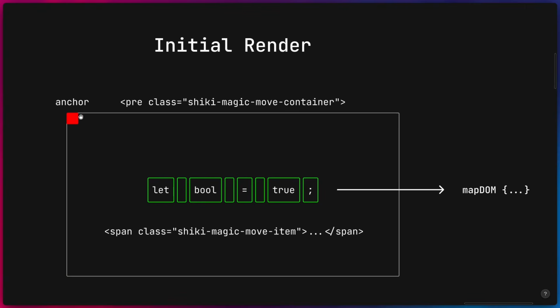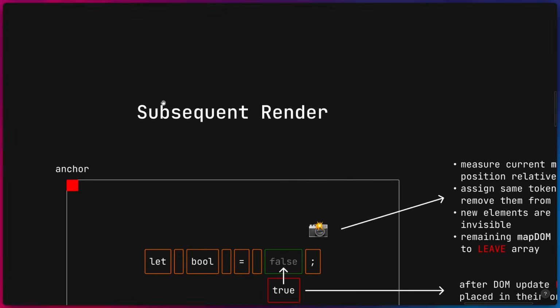And we're also going to create an anchor here for the FLIP animation technique, so we can measure the position relative to the anchor in case the container size changes. And all of these tokens are going to be stored in this mapDOM property on the class. Alright, so the initial render just renders these tokens to the screen, but let's see what happens on subsequent renders.